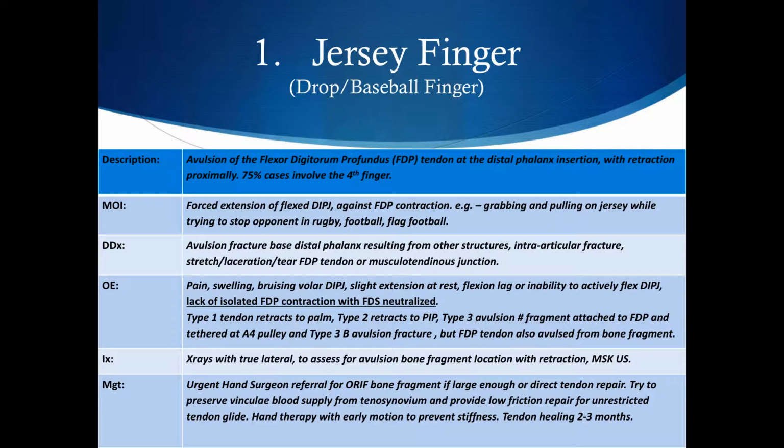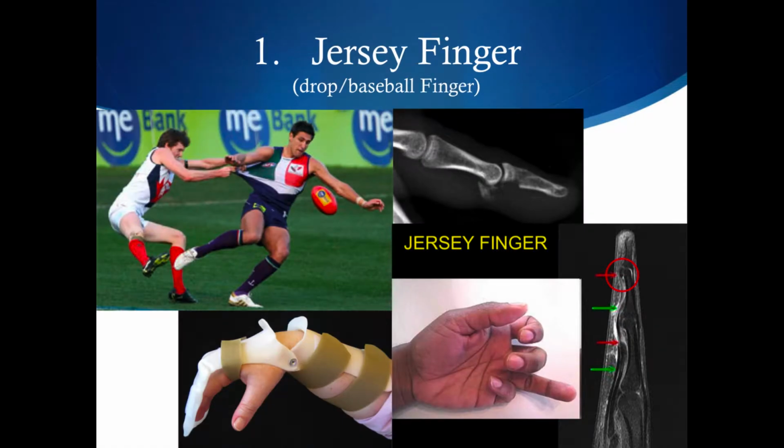The first condition we'll be reviewing today is jersey finger, which is the avulsion of the flexor digitorum profundus tendon at the distal phalanx insertion. There is proximal retraction of the FDP tendon, and 75% of cases involve the fourth digit. The condition usually results in rugby or football when a player is trying to tackle an opposing player by grabbing and pulling on their jersey. This results in a forced extension of a flexed DIP joint against active FDP contraction.